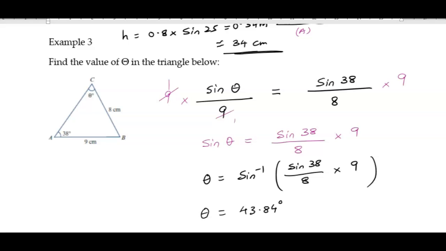Now another thing I want to emphasize here is when the question deals with finding the size of a missing angle, more often than not the question will want it correct to the nearest degree. So for this particular question, the value for theta correct to the nearest degree is 44 degrees.